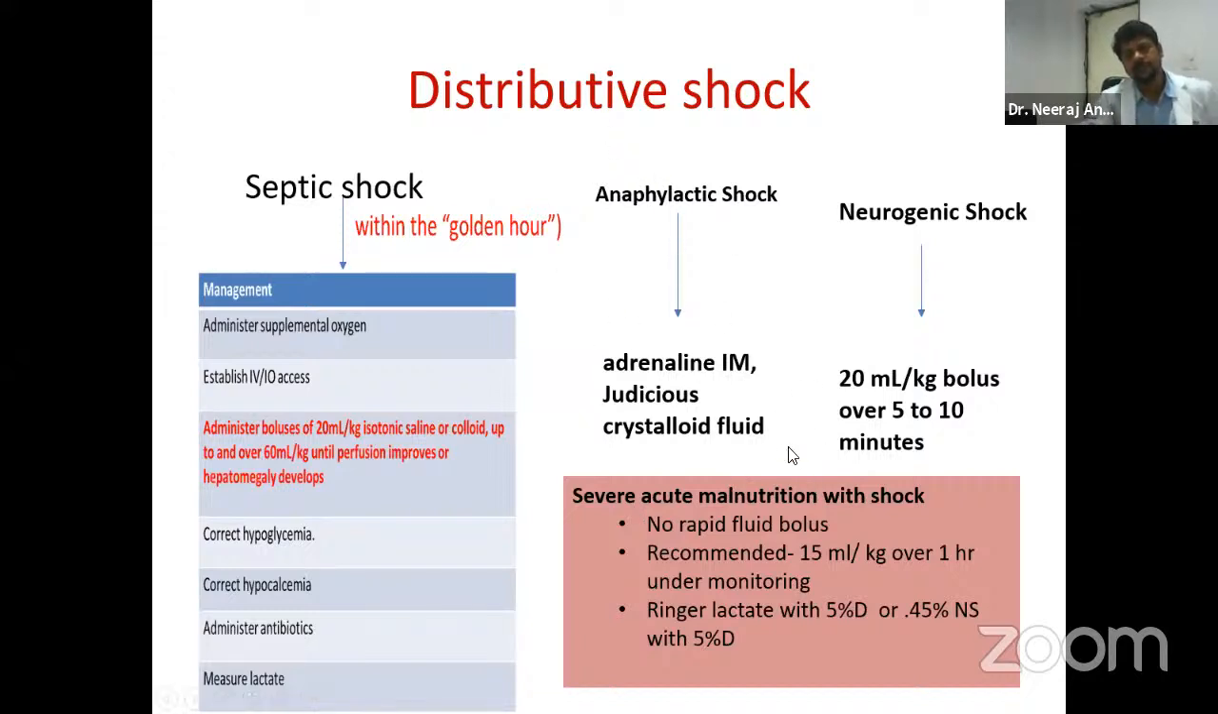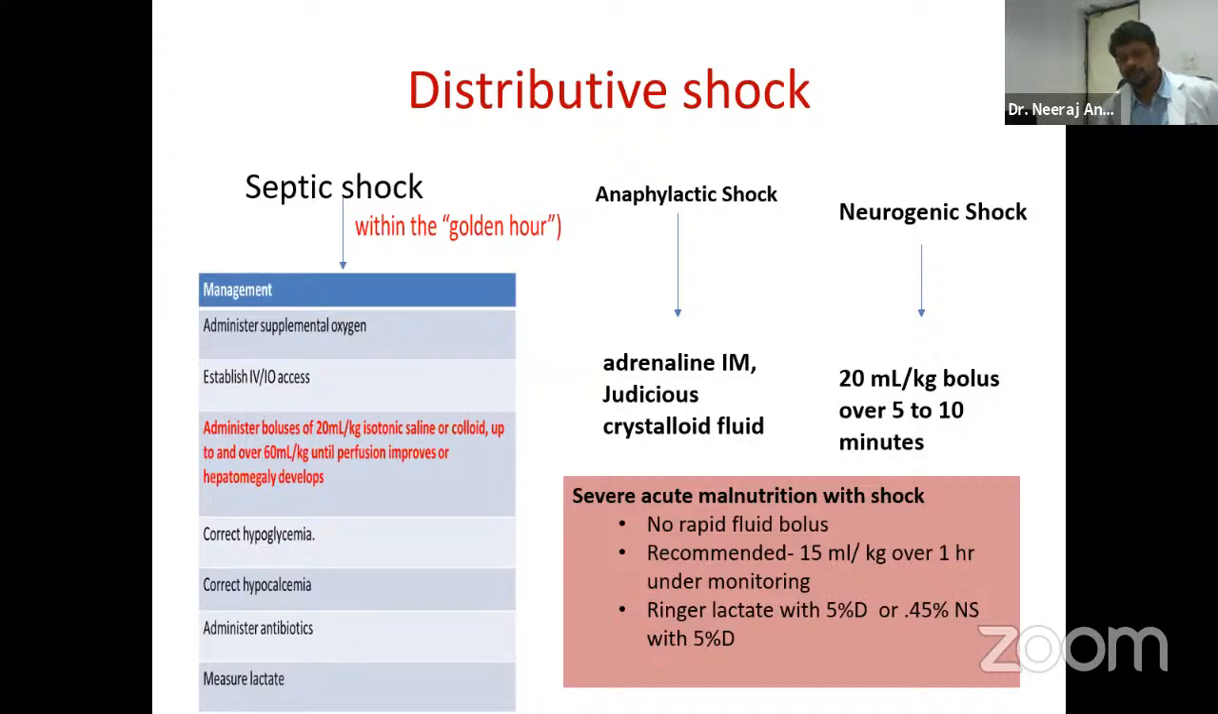Anaphylactic shock: the drug of choice for anaphylactic shock would be adrenaline, which is to be given IM, and we have to use crystalloid fluids as per requirement. In case of neurogenic shock, 20 ml per kg of fluid bolus is to be given over 5 to 10 minutes.